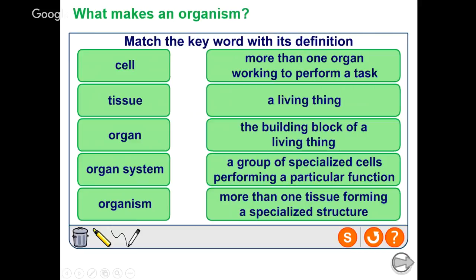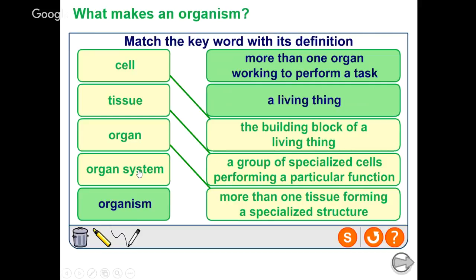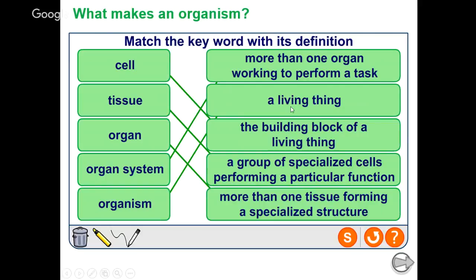So use this PowerPoint and do these small tasks. A cell, it's a building block of a living thing. Tissue, what's that? Group of specialized cells involved in a particular function. An organ, more than one tissue. An organ system, more than one organ. An organism, a living thing.